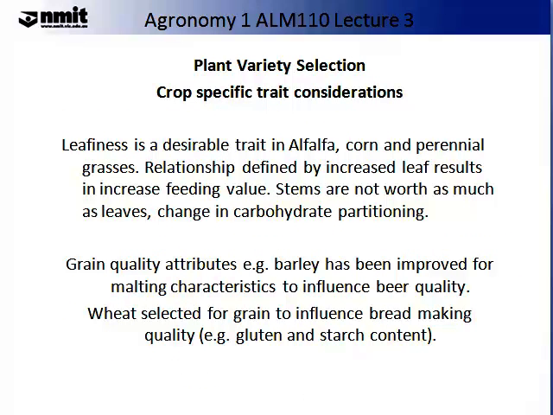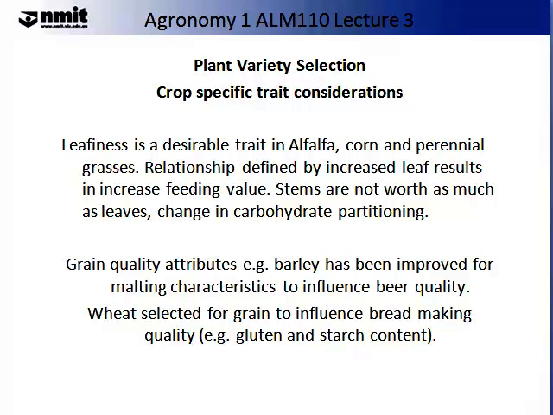What we mean by crop specific trait considerations is, is there something that you have to consider only for that type of crop? For example, in alfalfa, leafiness is a very desirable trait. It is also desirable in corn and some perennial grasses. The relationship defined is that increased leaf results in increased feeding value. Therefore, stems are not worth as much as leaves. You are actually managing carbohydrate partitioning when you are cropping these species.